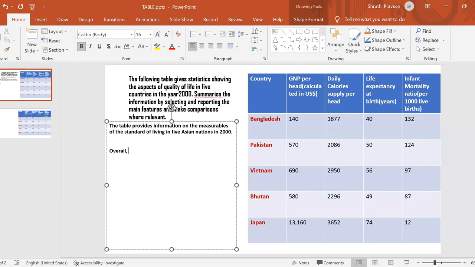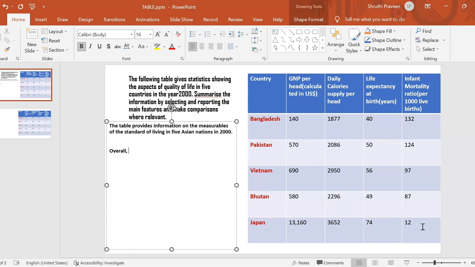Now my second paragraph is the overview paragraph. It's always going to start with overall. What are the key features you see here? What are the most significant things that you observe as soon as you see the table? That should come in your overview paragraph. Japan. The highest and the lowest are very evident. Japan has the highest GNP, the highest number of calories consumed per person. Life expectancy is also the highest in Japan, and infant mortality rate is the lowest in Japan.